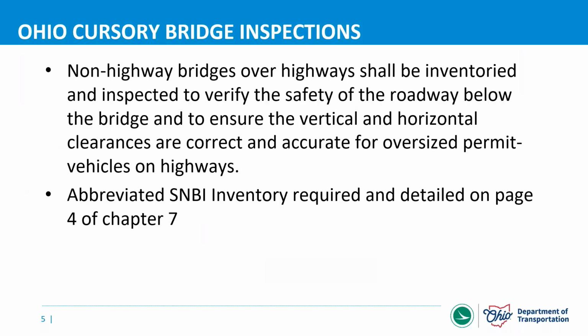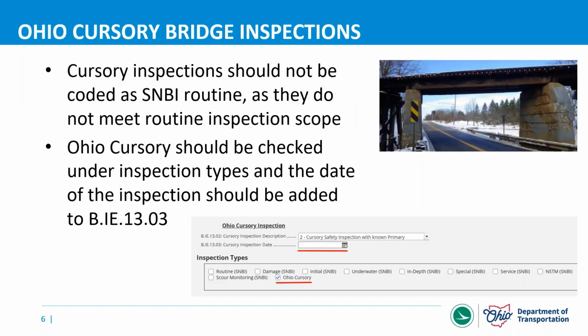But when you are doing a cursory inspection or have a cursory bridge, chapter 7, page 4 is where you'll see what inventory is required. Importantly, and we'll see this more as we talk about inspection types, now that we have many inspection types, we want to make sure we're coding exactly what the inspection is in ASSA-wise, right? So cursory inspections should not be coded as SNBI routine inspections.